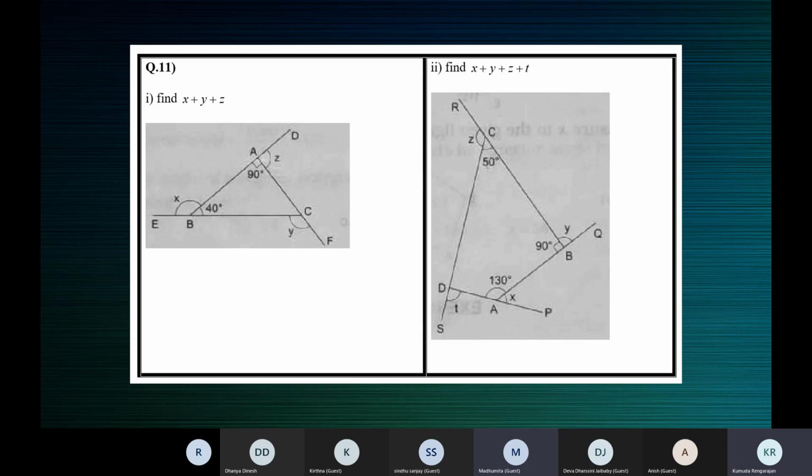Because those are the exterior angles of the triangle, ma'am. Correct. X, Y, and Z are the exterior angles. A triangle has 3 interior angles and 3 exterior angles. Exterior angles are formed when the side is produced. See, the side BA is produced and exterior angle Z is formed. When the side CB is produced, extended, then this exterior angle X is formed.